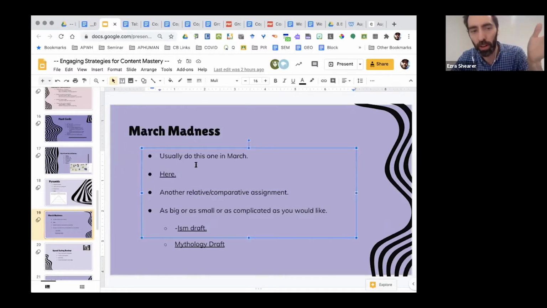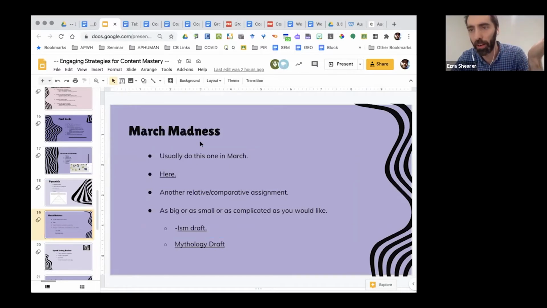We usually do this one in March, hence March Madness, which for those of you who don't know is a way for the NCAA to make an exorbitant amount of money off of amateur athletes by forcing them to participate for at least 1 year in their monopoly.